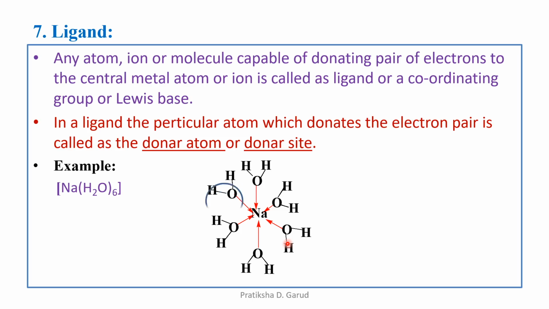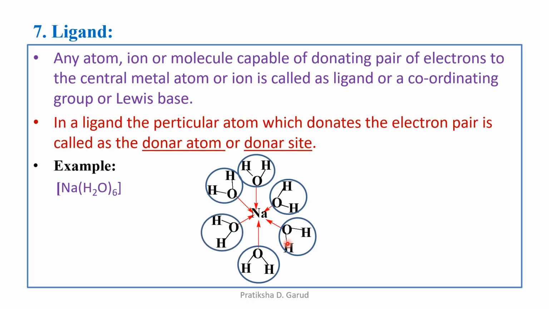So here this is the first water ligand, second ligand, third ligand, fourth ligand, fifth ligand, and the sixth ligand. In this way, there are 6 ligands or 6 coordinating groups attached to the central metal atom sodium.